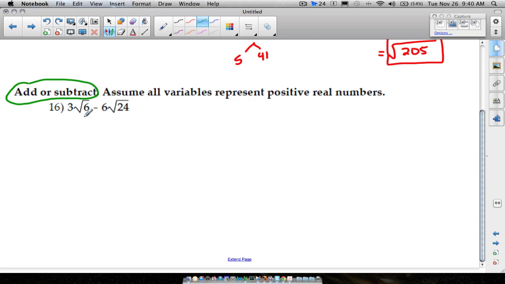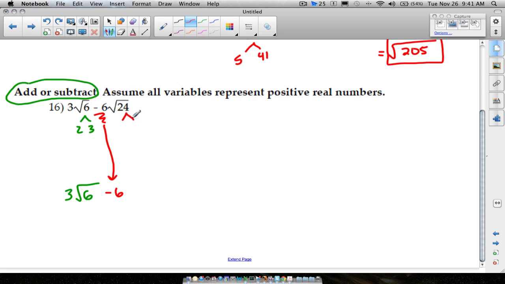Trying to break 6 up, it'll be 2 times 3. There is nothing you can pull out of that house, so we're just going to leave 3 square root of 6. However, for the square root of 24, let's not forget that we already had this negative 6. So I'm going to go ahead and bring that down, or subtract 6. Either way you want to look at that.